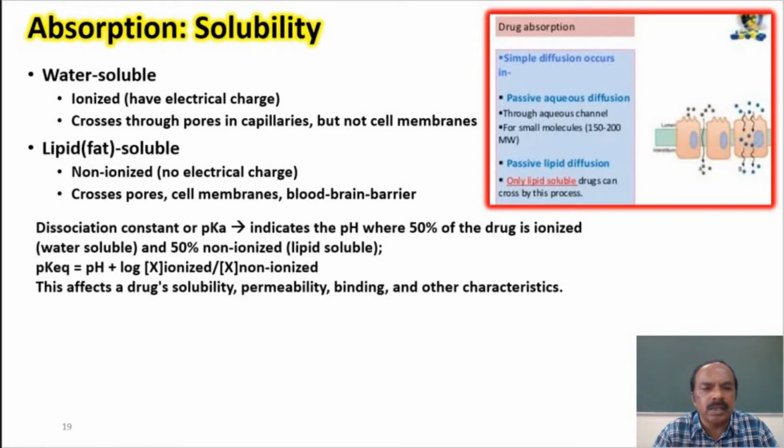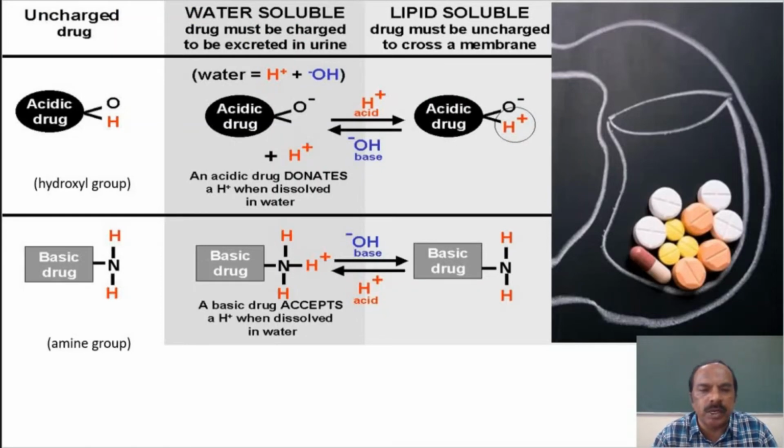The next part is absorption, solubility. Depending on the chemical nature of the drug, it may be water soluble or lipid soluble. Depending on what chemicals are used to make a drug, the drugs may be water soluble or lipid soluble. Based on that, the solubility of the drug occurs in your body. The mechanism of action of drug depends on the type of the drug. The water soluble drug has a different mechanism of action. The lipid soluble drug has a different mechanism of action.